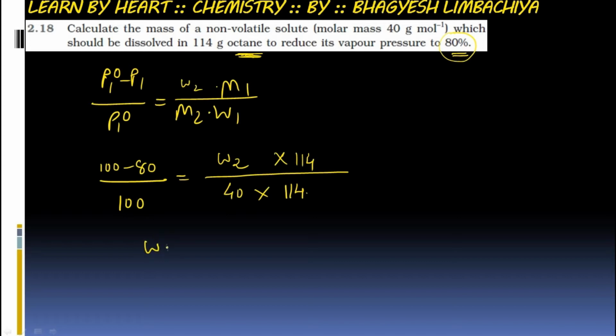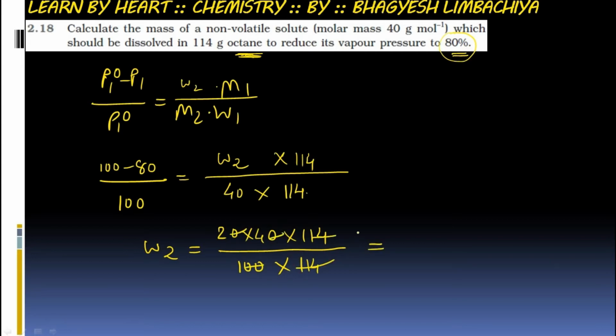Now here 100 minus 80, that is 20 by 100, and if we make W2 the subject, we will write 20 into 40 into 114 divided by 100, and the denominator multiplied by 114. So overall here the answer will be 8 grams.